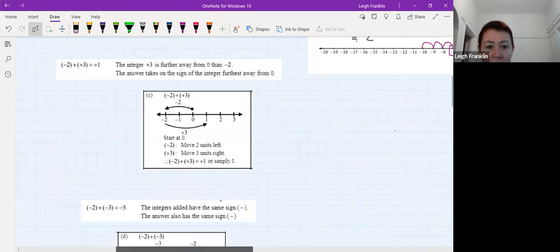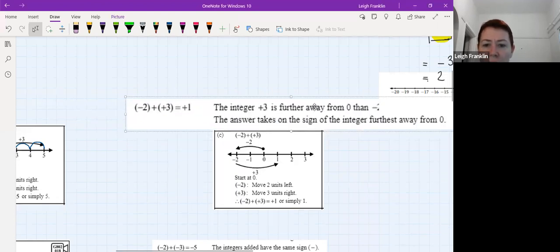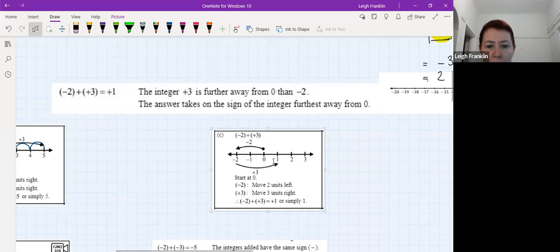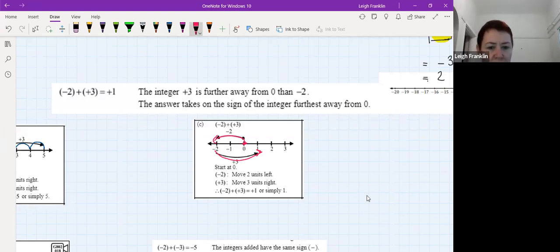I just want to talk a little bit more and then we're going to get started on an activity. So the next way that we can look at things is this one over here that I've just made a little bit bigger. We are starting at -2. From 0, -2 means go in this direction. Then we're going to add +3. That means go back in this direction to the right-hand side. So the integer +3 is further away from 0 than -2. So the answer takes on the sign of the integer furthest from 0. In this case, it's going to be a positive answer. Or -2 plus +3 means -2 + 3, which gives us +1 as our answer. So that's another way of thinking about it.